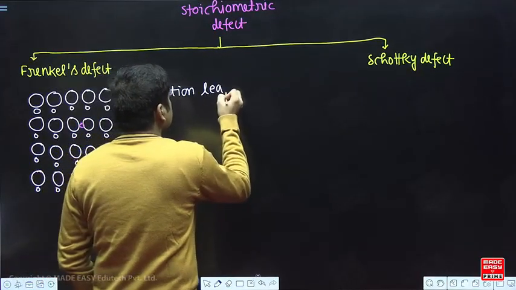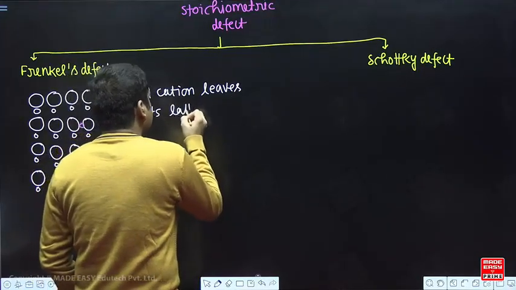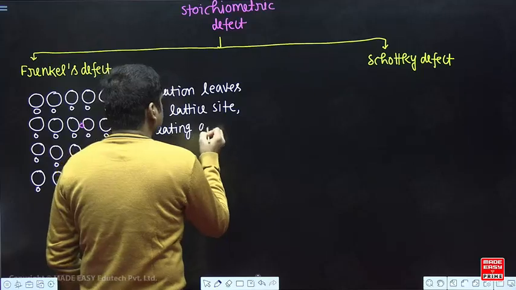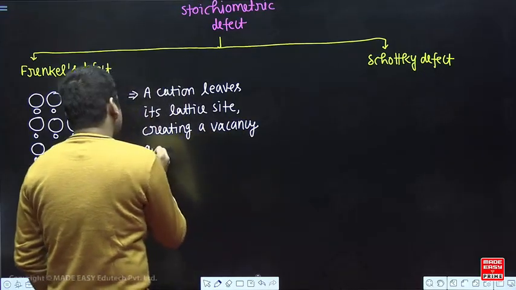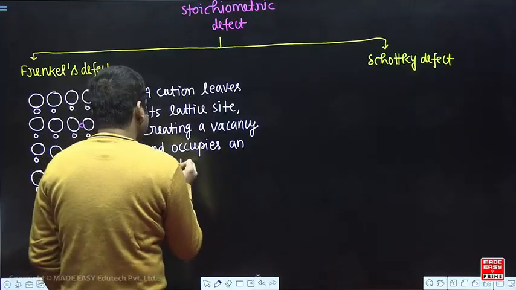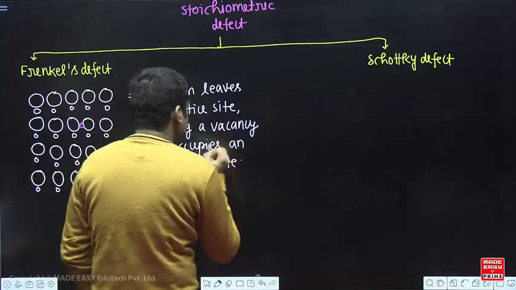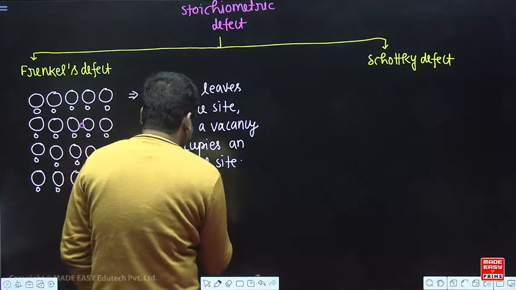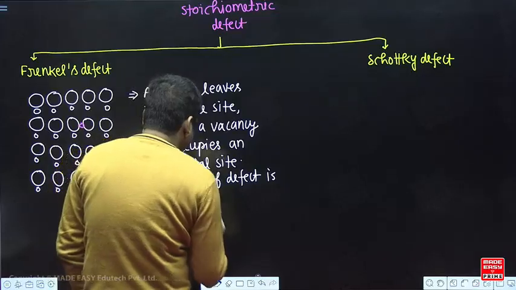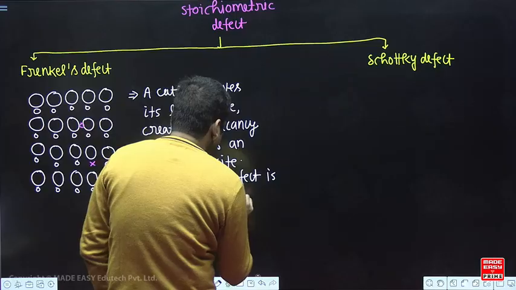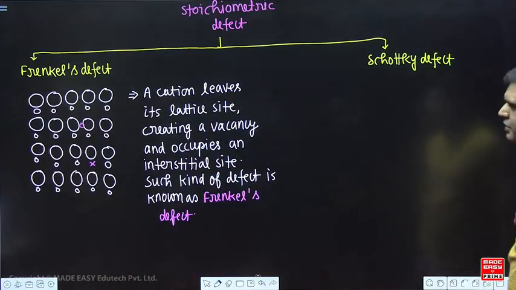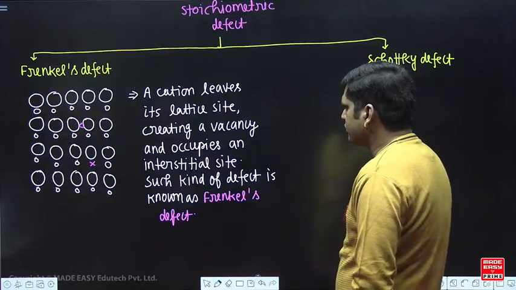So you can write: a cation leaves its lattice site, creating a vacancy, and occupies an interstitial site. Such kind of defect is known as Frenkel's defect.